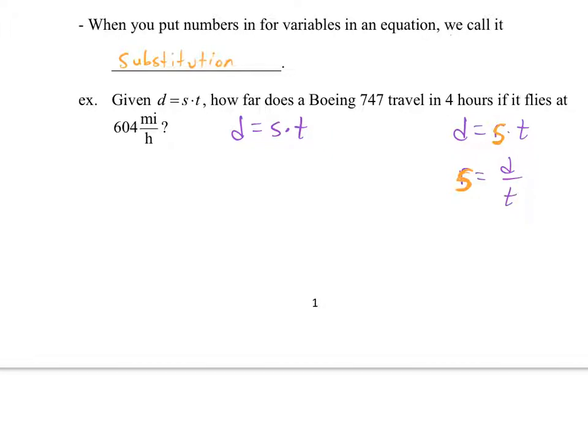So for those, if I want to find the distance, it says how far, so we're looking for distance. How far does a Boeing 747 travel in 4 hours if it flies at 604 miles per hour? First step, write the equation. Second step, what do I put in for speed? 604. Perfect. And in a perfect world, you also put in units. I'm not going to bother checking that in math class, but you could put miles per hour there if you wanted to. And T, the time, is 4 hours.